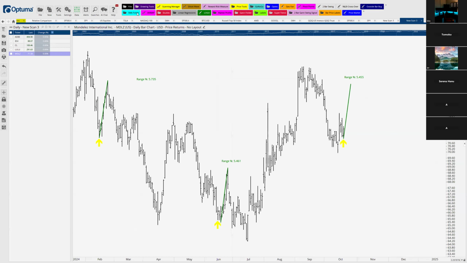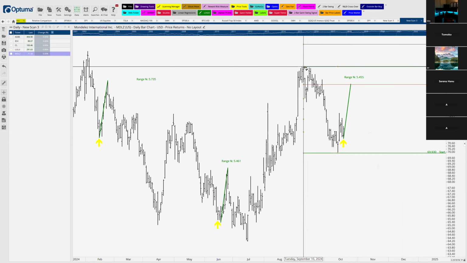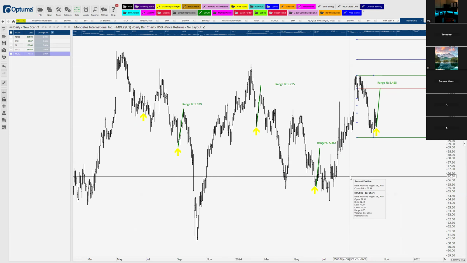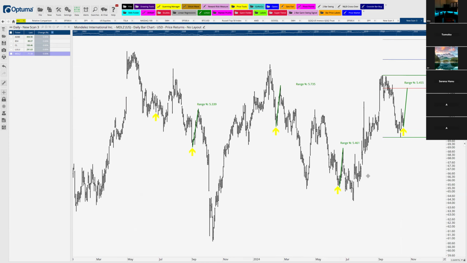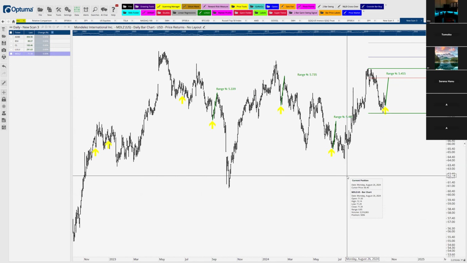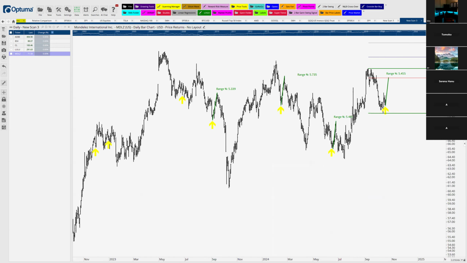Okay, so let's do this. So we run our fibs. There you go. Right to our 78.6 fib. So there's a possibility this thing can rip. But at the same time, I mean, man, this market is just, look at this.